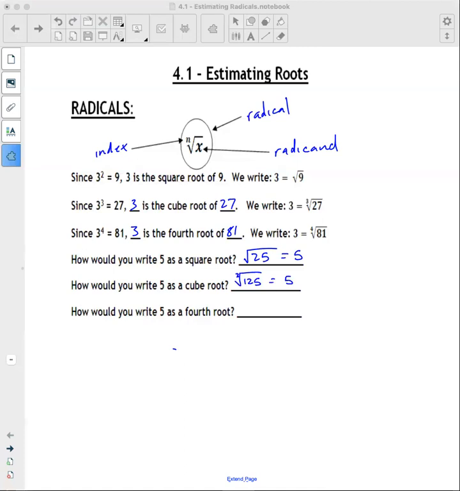Okay. So as a fourth root, it's just a number times itself 4 times. So 5 times 5 times 5 is 125. Times 5 more is 625. Okay, and we are taking the fourth root this time. That equals 5.